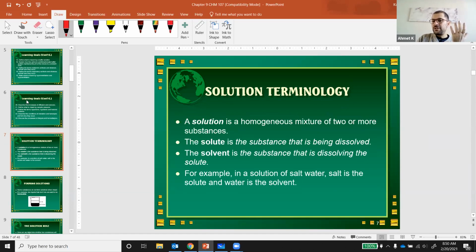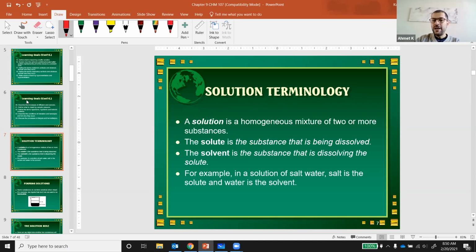Again, a solution, we touched on that, is a homogeneous mixture of two or more substances, right? So right now I'm drinking, for instance, some sort of tea, and it's homogeneous, right? Because the tea is dissolved in water. And again, I give you this example: if I sip once, twice, or if I drink the whole thing, I'm going to have probably the same concentration throughout. So that's why it's going to be homogeneous.